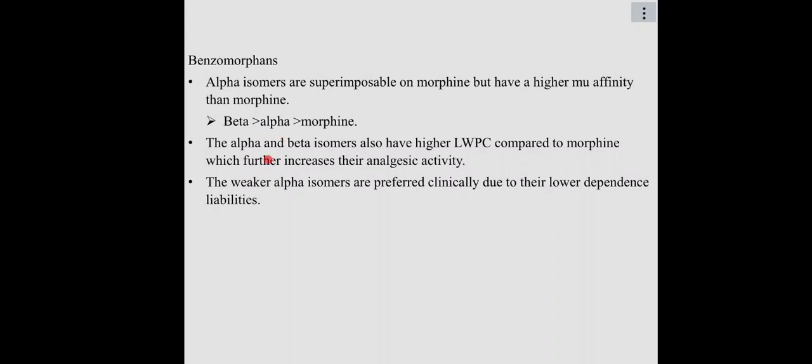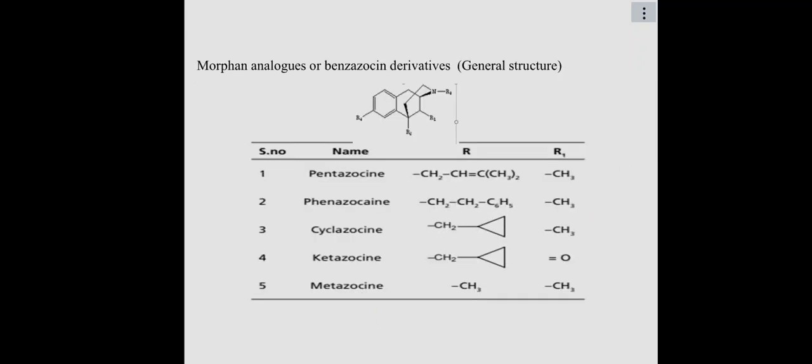The alpha and beta isomers also have a higher lipid-water partition coefficient compared to morphine, which further increases the analgesic activity. The weaker alpha isomers are preferred clinically due to their lower dependence liability, because the higher the analgesic activity, the higher the toxicity.